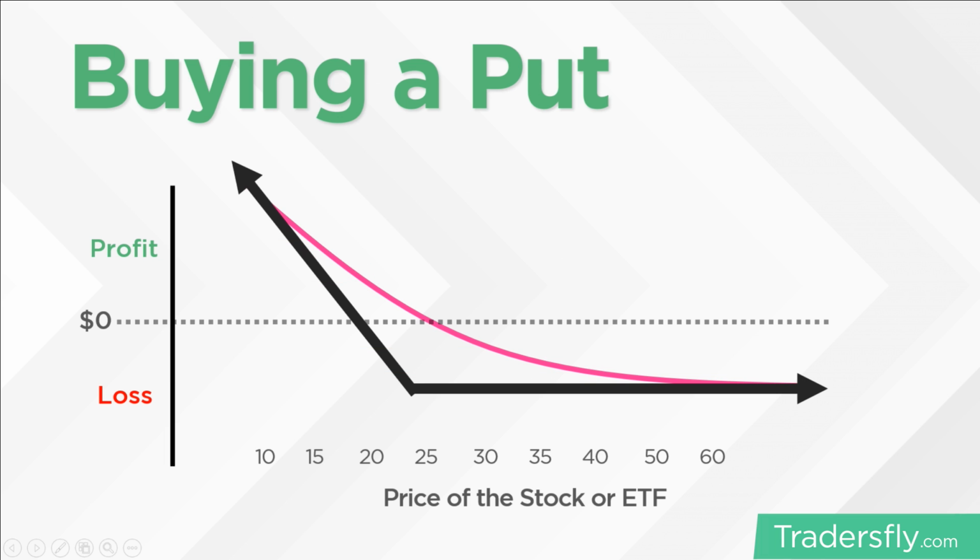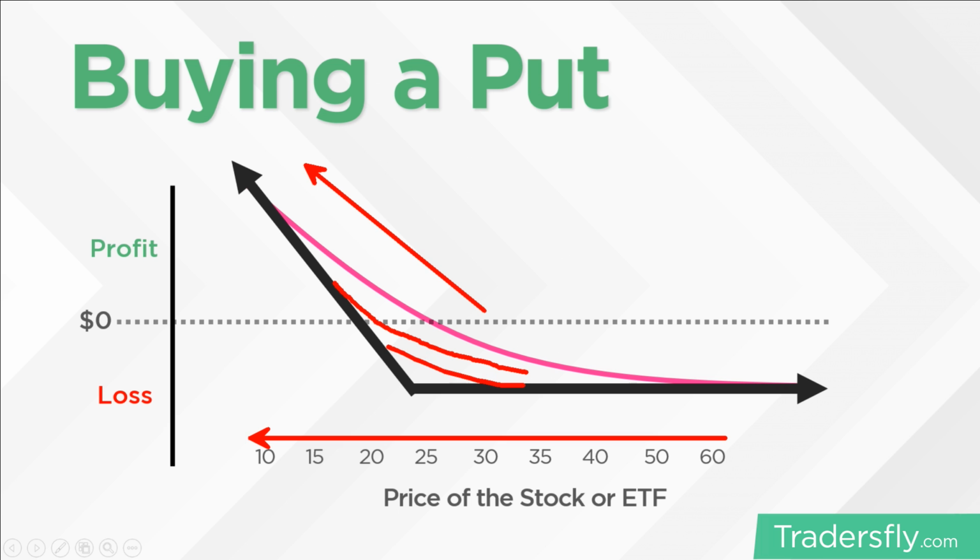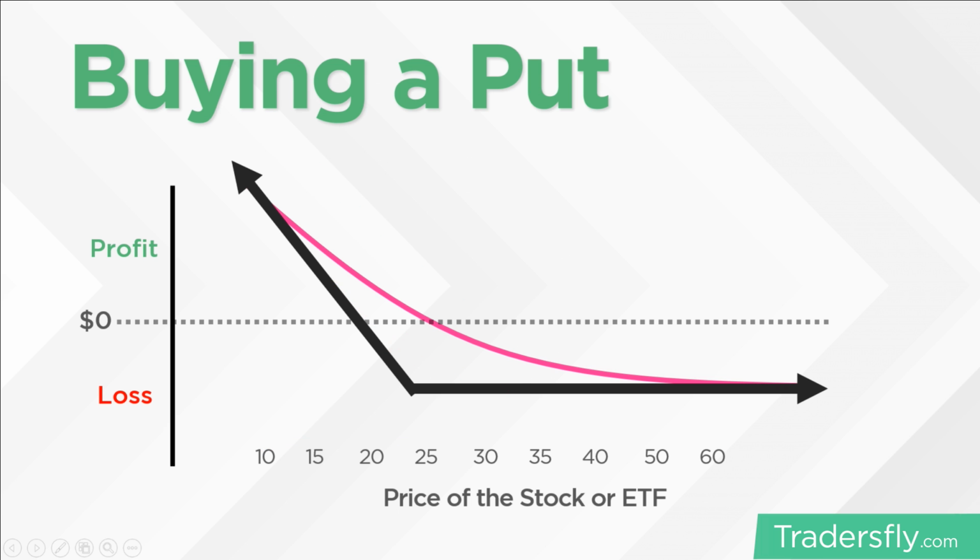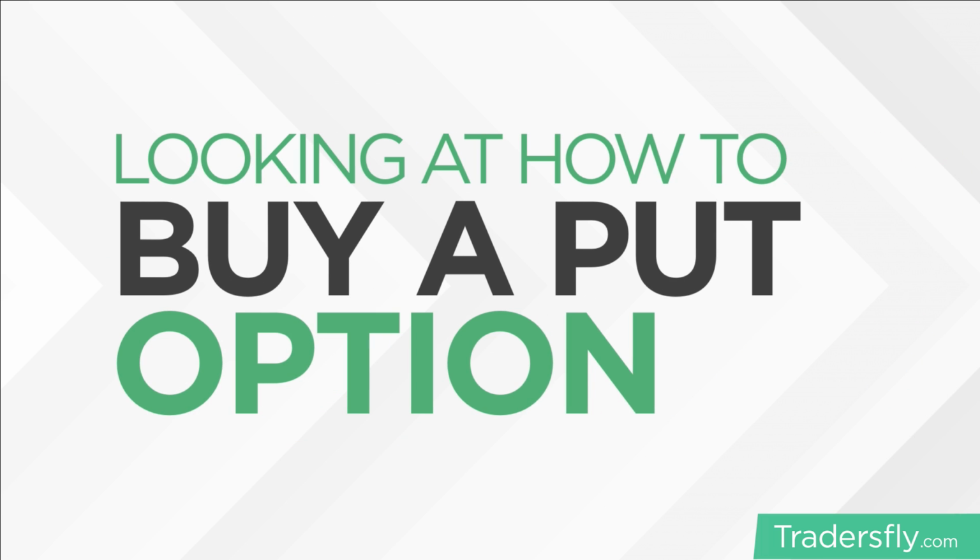And when you look at buying a put, you can see the direction you're focused on is really a downward move in the stock price. And you want it as quickly as possible, because that pink line is getting closer and closer to the black line. So let's look at how to buy a put option on screen or on a trading platform.